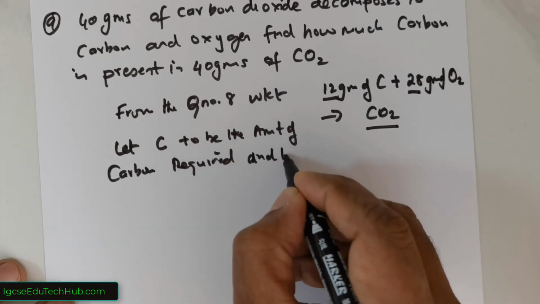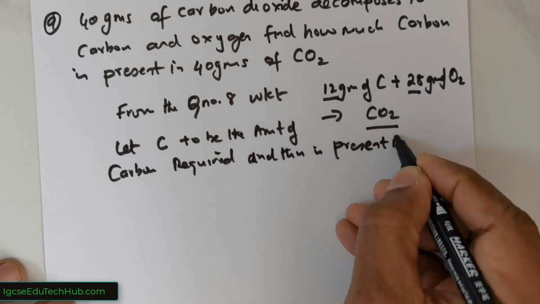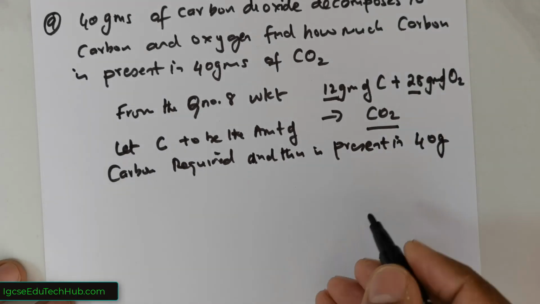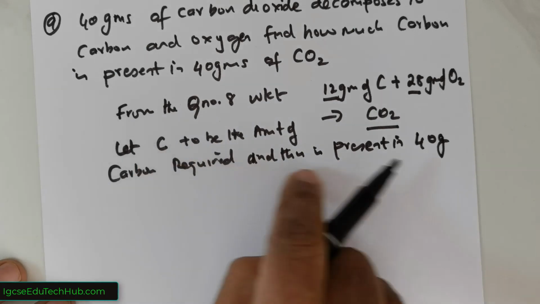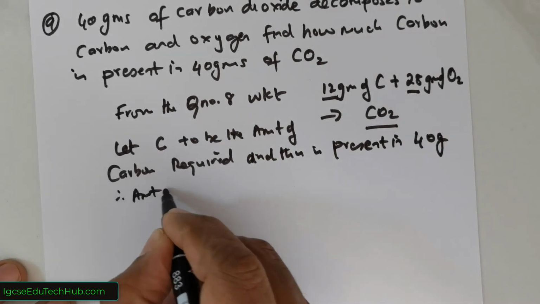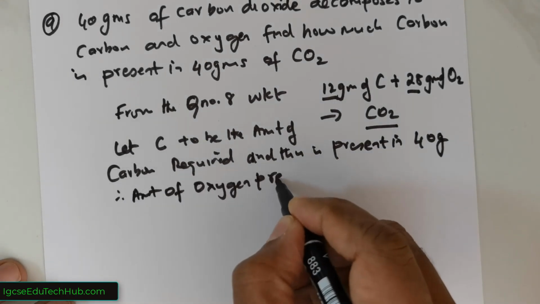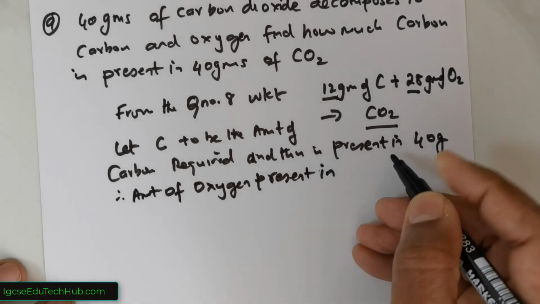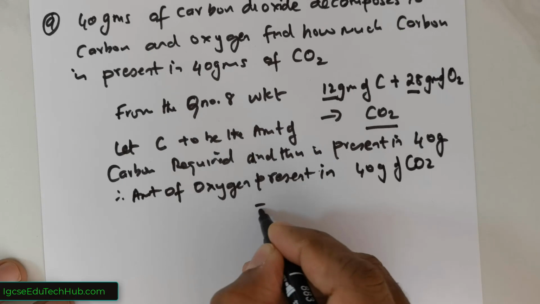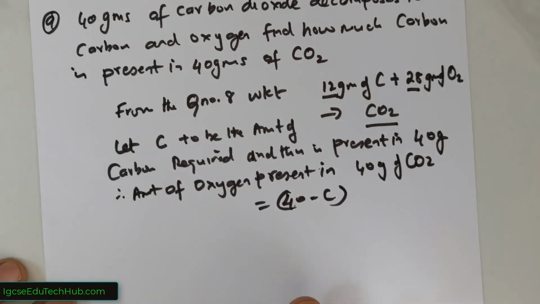And this is present in 40 grams. Okay, now if you take away that C from 40 grams, what do you get? You get oxygen. Therefore, the amount of oxygen present in 40 gram of carbon dioxide is equal to what? From 40 you take away C, this is the amount of oxygen that is present.